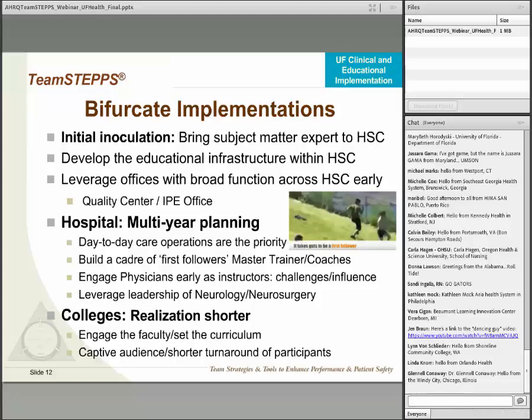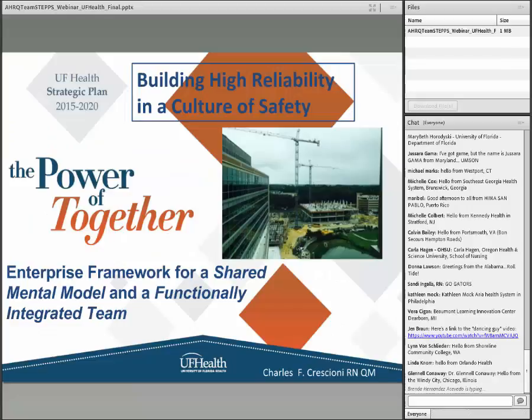Just the colleges. Again, Dr. Blue will talk to us a little bit about that. The realization could be necessarily shorter. Once the faculty have engaged, they have latitude over the curriculum, and you have a captive audience, and the academic year is their currency and their turnaround time. So we just have to acknowledge those differences as they work through. She'll tell you what they've done as we prepare for those graduates to come.